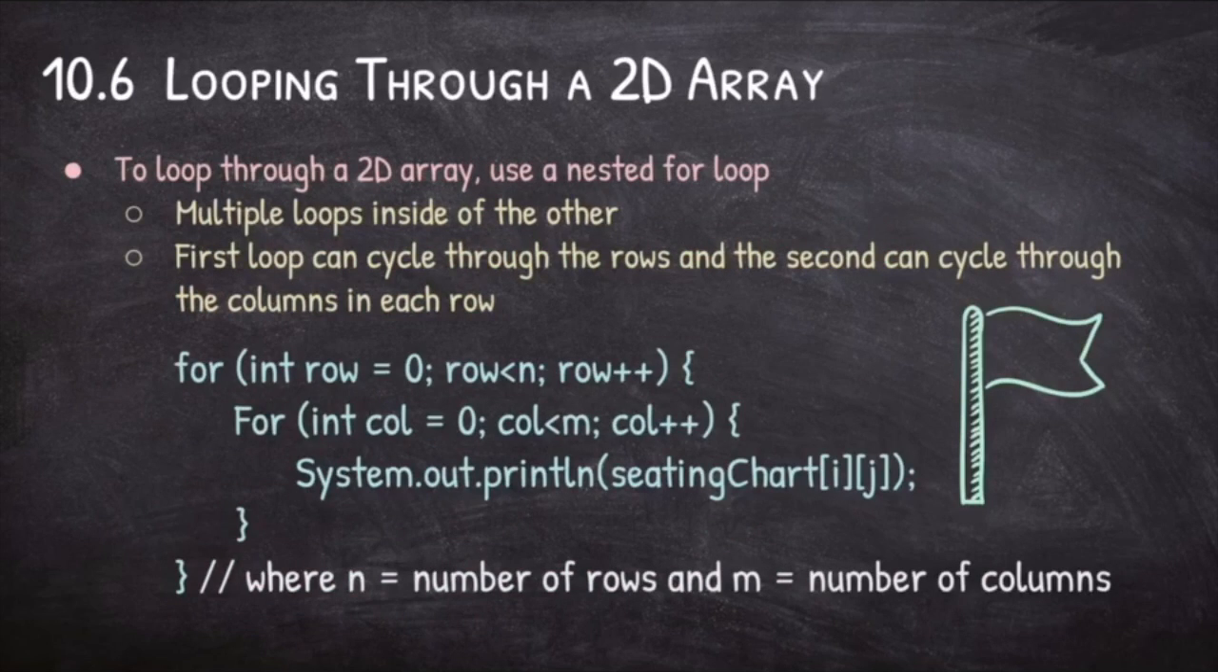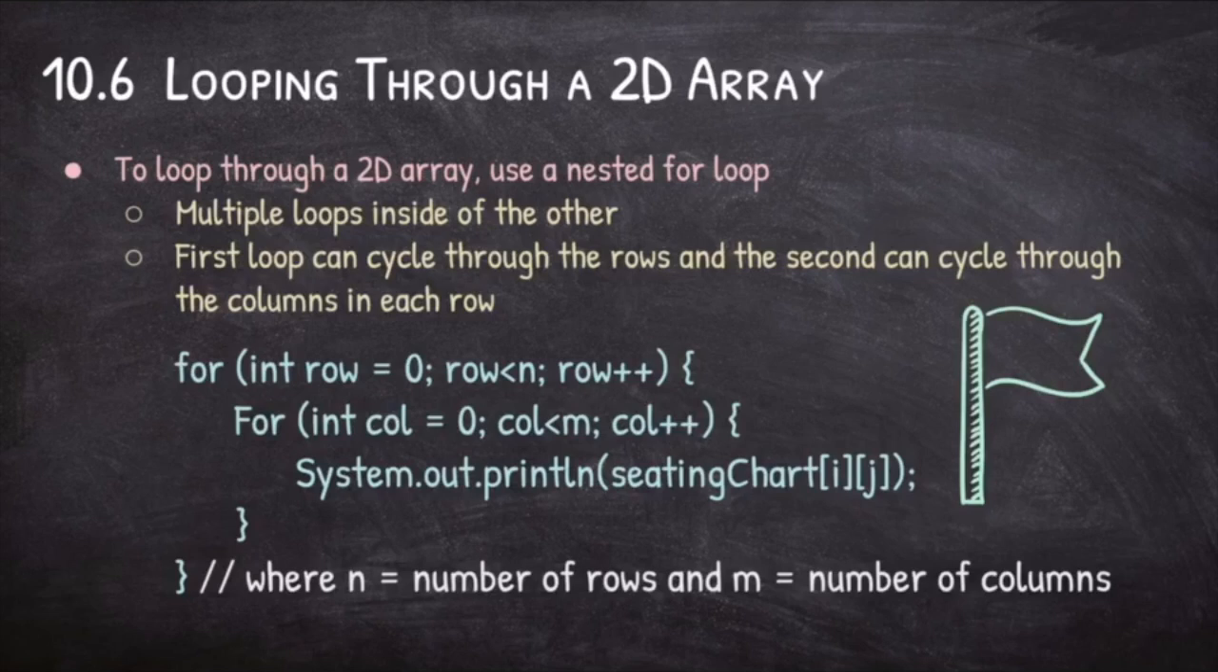As for looping through a 2D array, to loop through a 2D array, we need to use a nested for loop. A nested for loop has multiple loops inside of the other. And the first loop can cycle through the rows, and the second can cycle through the columns in each row. So the example below shows a nested for loop, which is basically a for loop inside a for loop.